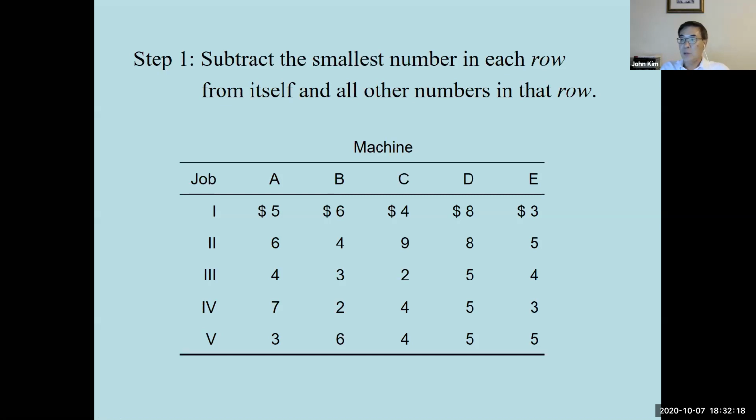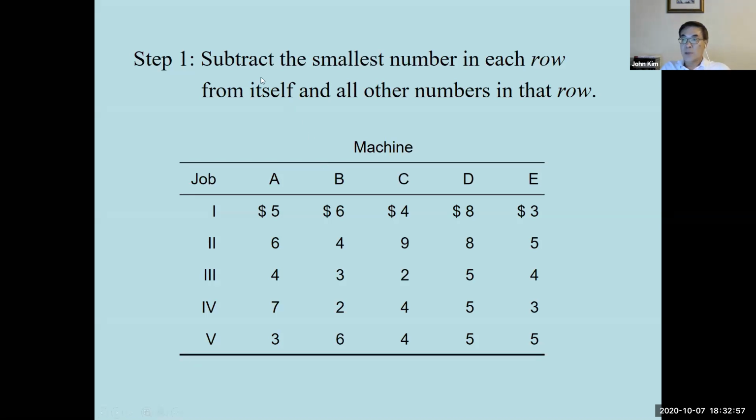Example, there are 5 machines and 5 jobs, the same number. And then if job 1 is done by machine A, the cost is $5, $6, $4, and so on, their costs. So this one is a minimize problem using a minimize cost criterion.